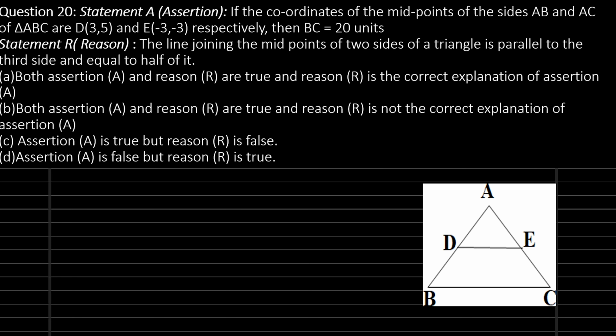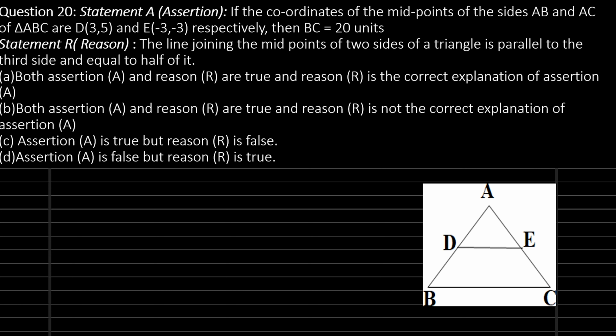Now we are at question number 20. It says statement A, assertion. If the coordinates of the midpoints of the sides AB and AC of triangle ABC are D (3, 5) and E (-3, -3) respectively, then BC equals 20 units. BC equals 20 units.